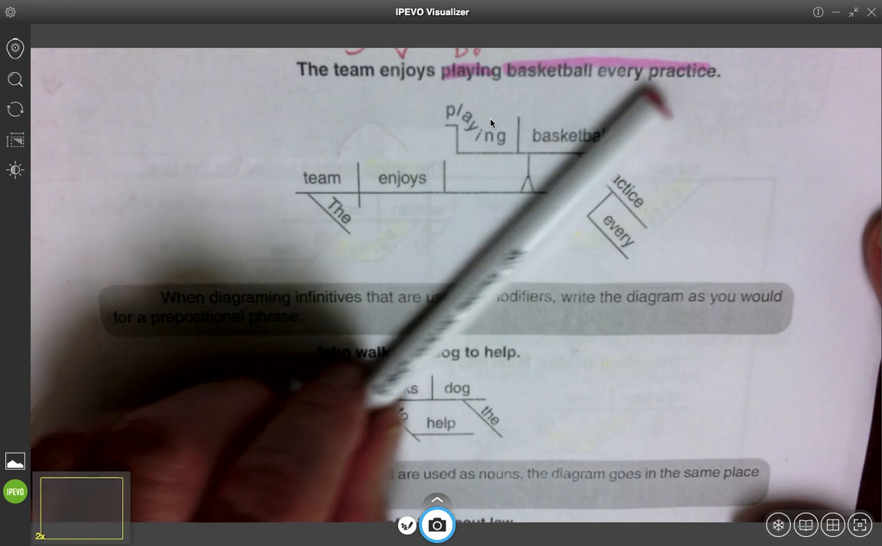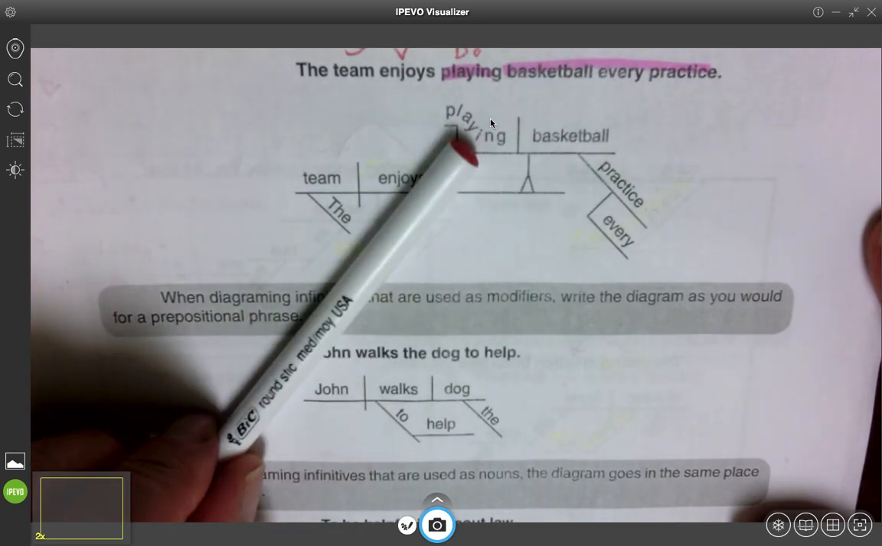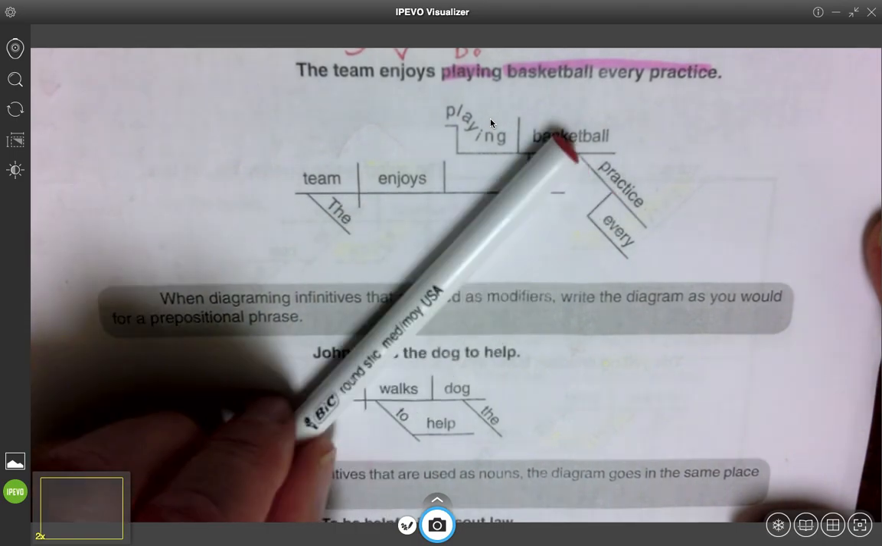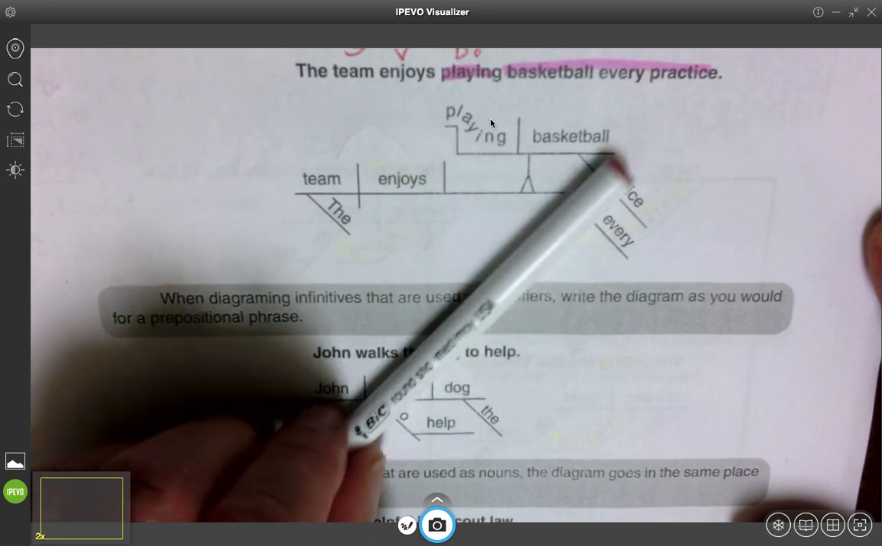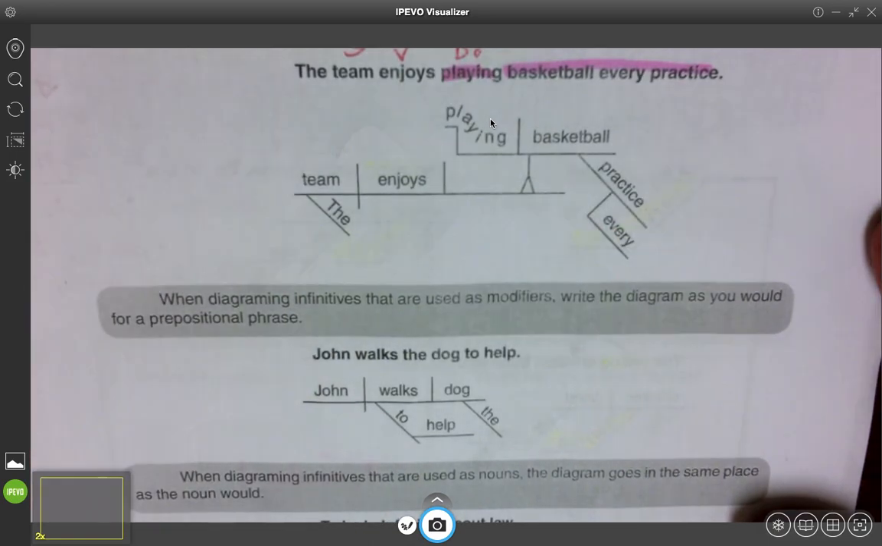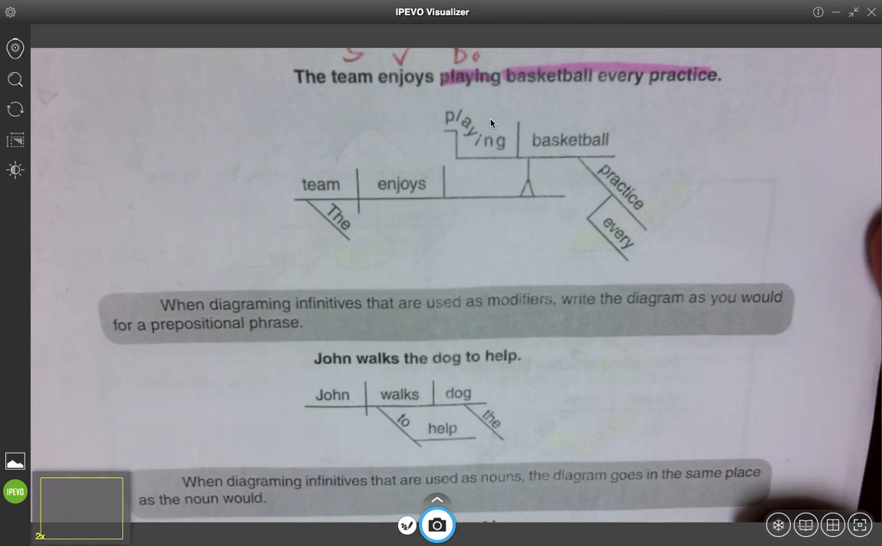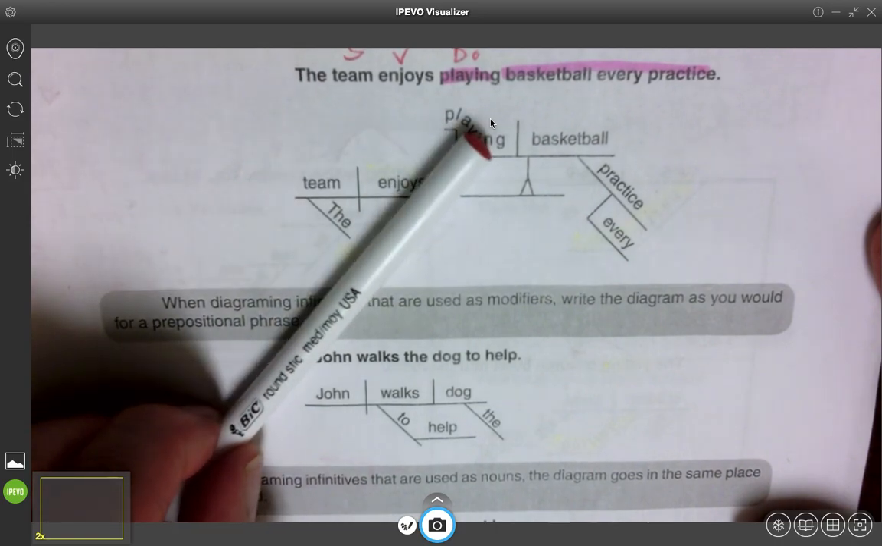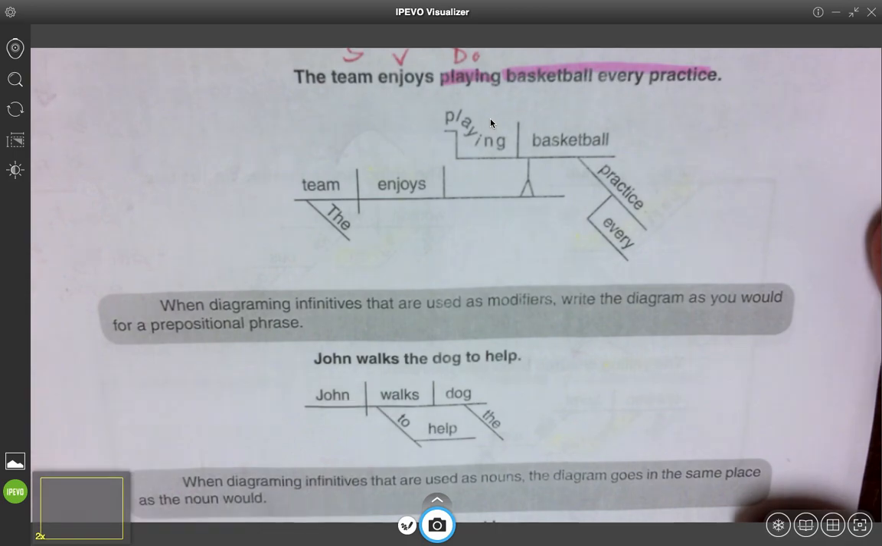I'm not playing practice. I'm playing basketball. What kind of basketball? I'm practicing, and this is a modifier, every practice. Subject, verb, direct object, and then the remainder of the gerund phrase.